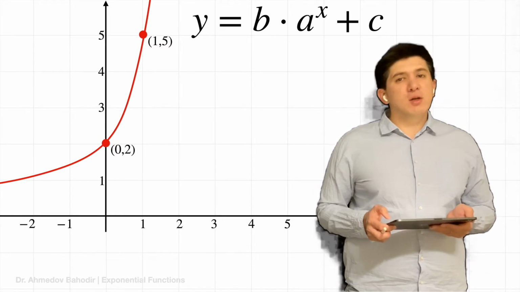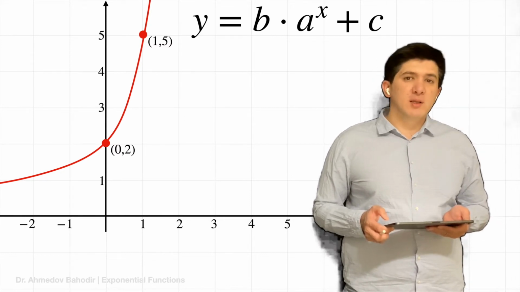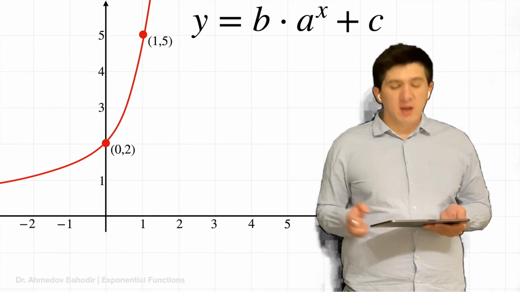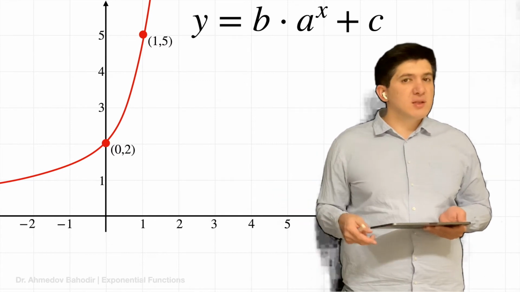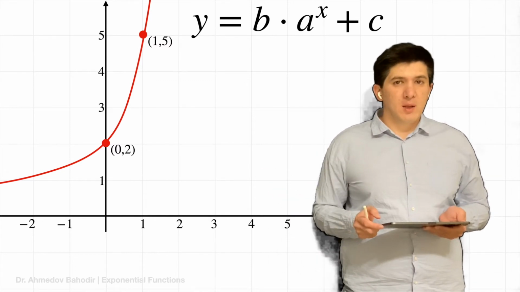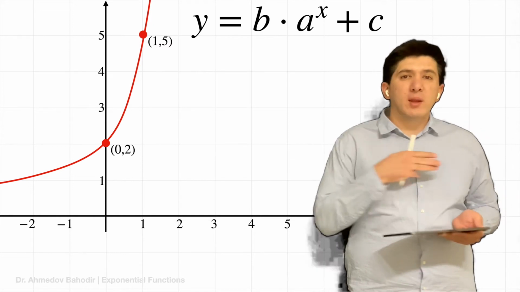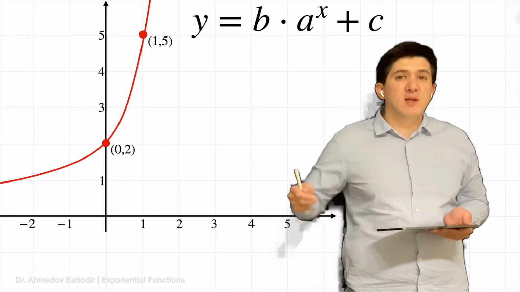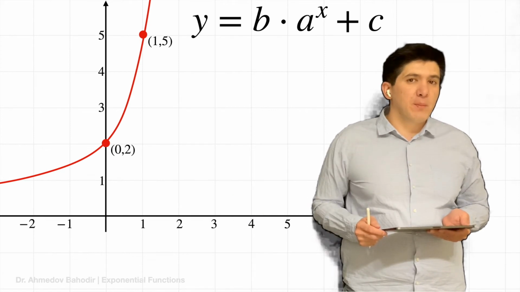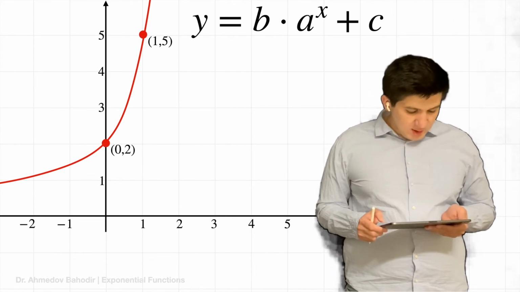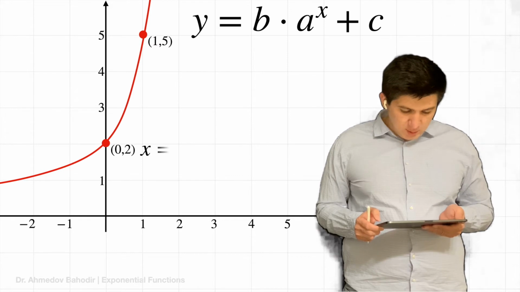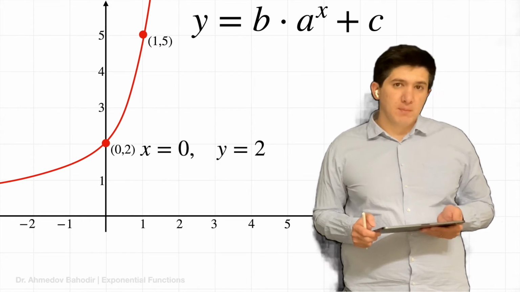So I'm going to use the coordinates of these 2 points in order to figure out the values of the 3 constants, a, b, and c. The first point, which you need to always use, is the point where the graph of the exponential function intersects the y-axis. Here it's intersecting at the point x equals 0 and y equals 2.